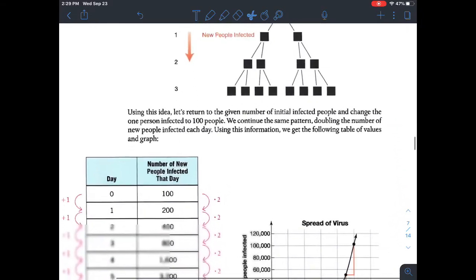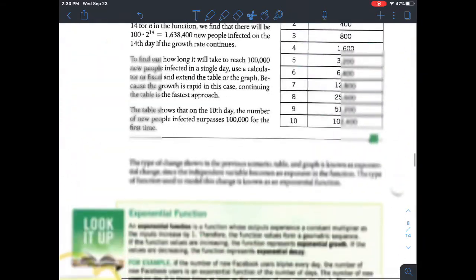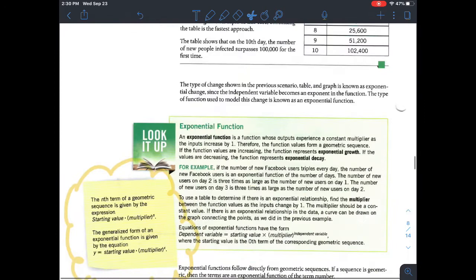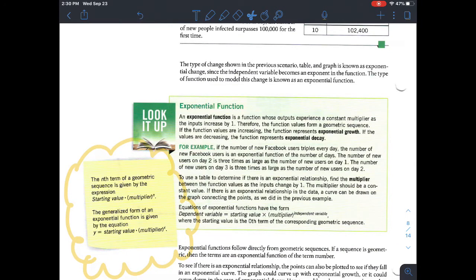A couple more examples you can look through. They might help you for the summative, so give them a quick look through. Here was the equation that I was looking for before.